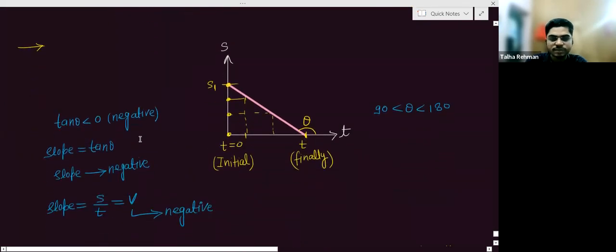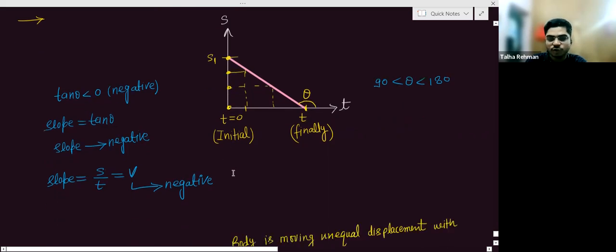If you want to analyze this kind of graph with slope, I have also told you what you have to do. Here this theta is with the time axis, and this theta is greater than 90 degrees. So theta is between 90 and 180 degrees, and for this the tan value will be negative. The slope of the displacement time graph, I have told you, is the velocity, so you can say that the velocity is negative.